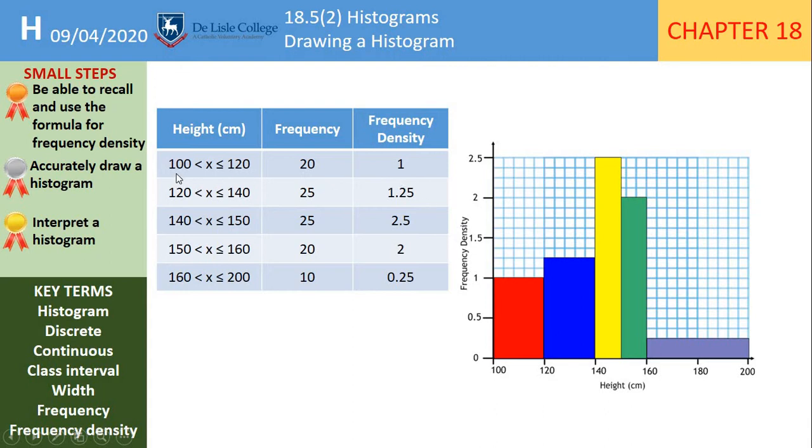So you can see for a bar with width 100 to 120, we have a frequency density, a height of 1. So that the area represents the frequency. 20 multiplied by 1 gives us back the frequency. So for 120 to 140, this is the width of the second bar, and the frequency density will be 1.25, and so on.